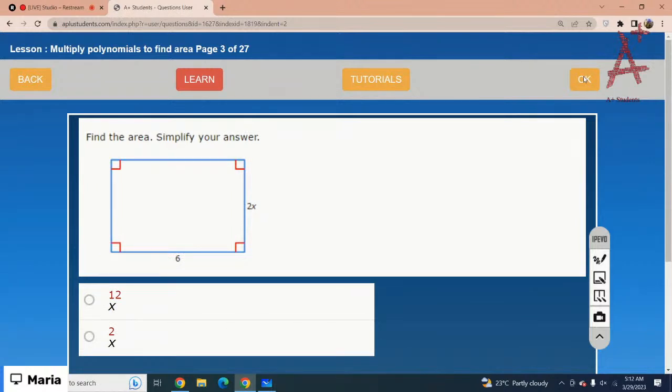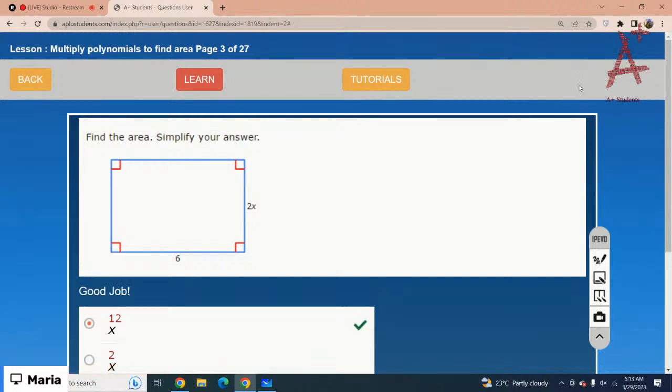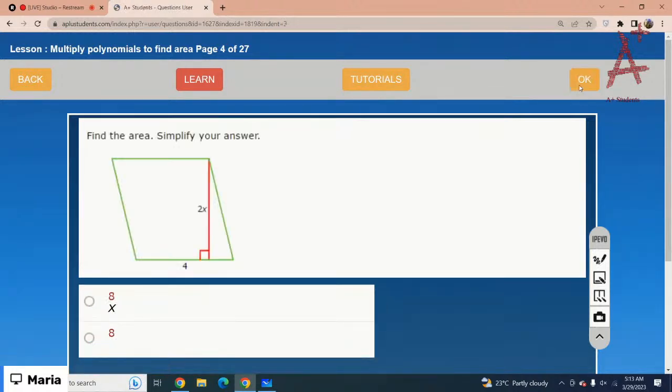Okay, find the area. So length times width. So it would be 6 times 2. 6 times 2 is 12. So it would be 12x. Okay, find the area, which is the correct option.